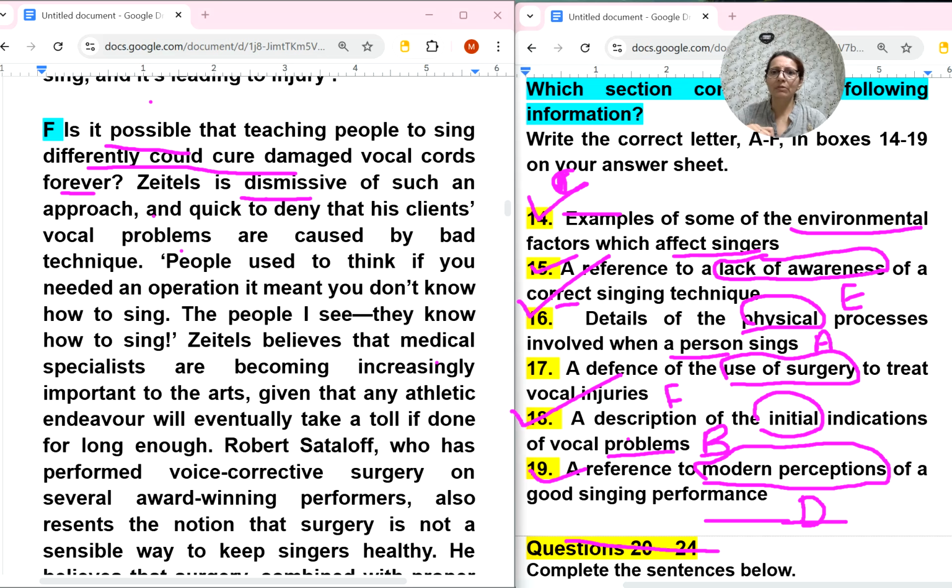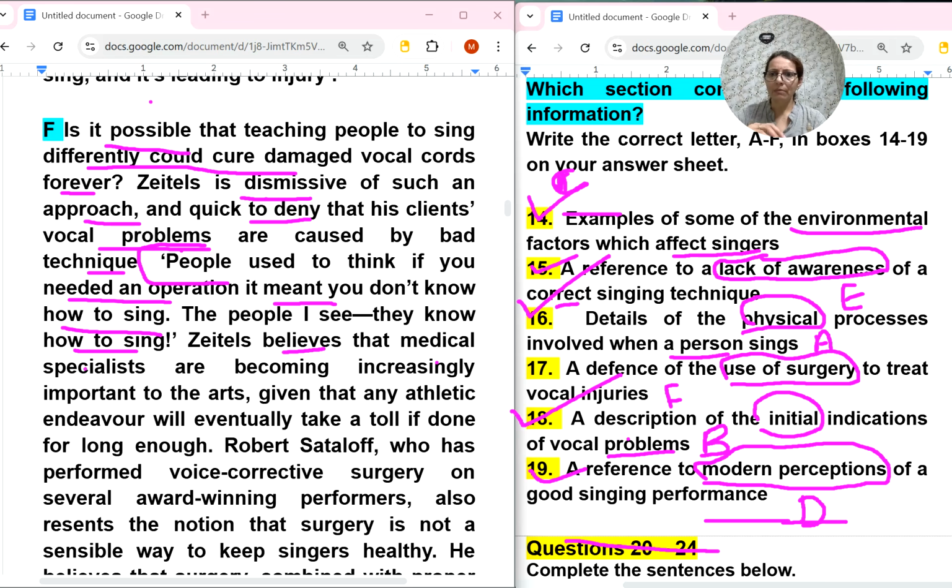Zaytels is dismissive of such an approach and quick to deny that his client's vocal problems are caused by bad technique. People used to think if you needed an operation, it meant you don't know how to sing. It means people used to think. A defense of the use of surgery to treat. Okay, people used to think if you needed an operation, it meant you don't know how to sing.